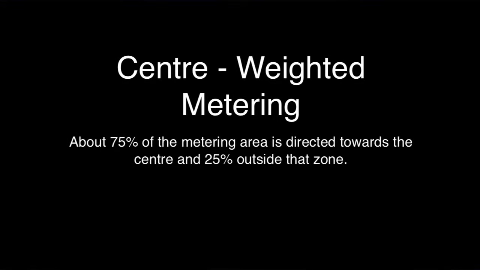Center-weighted metering is one of the more common styles of light meters that's built into cameras today. Approximately 75% of the metering area is directed towards the center of the image, while only 25% is distributed around the outside of the zone of center-weighted metering. Using the whole frame for determining the correct exposure isn't always a desirable ideal. So what if you're trying to take a headshot of a person with a sun behind them? This is a situation where center-weighted metering comes in handy.